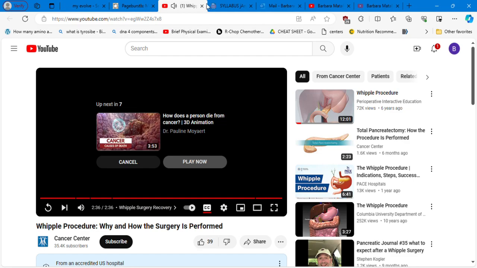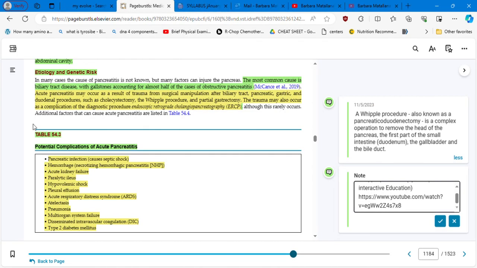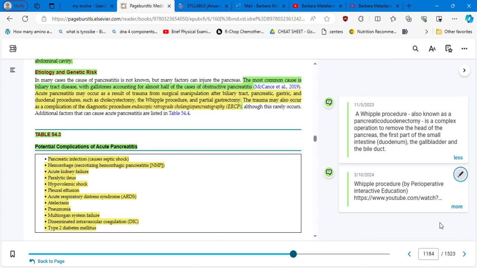Thank you so much. So I am presenting this procedure, and as you can see, it could be a treatment, a surgery for acute pancreatitis as well as for cancer of the pancreas. Okay, it's the same technique. Now I want you to think about it.